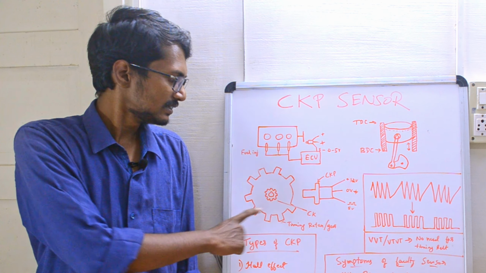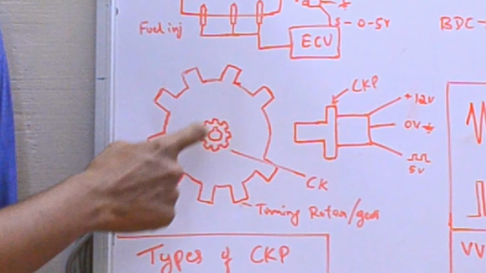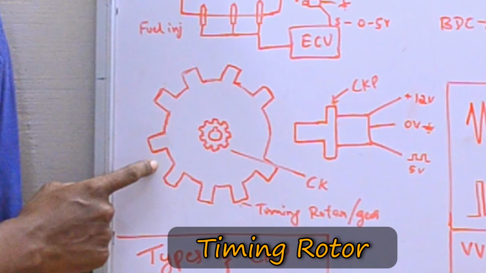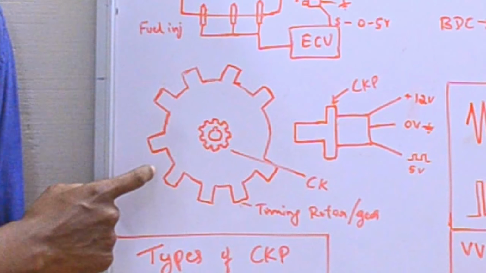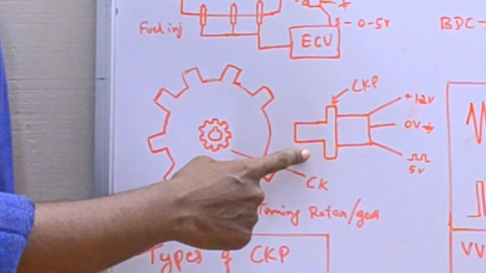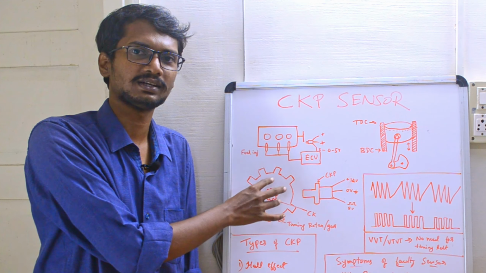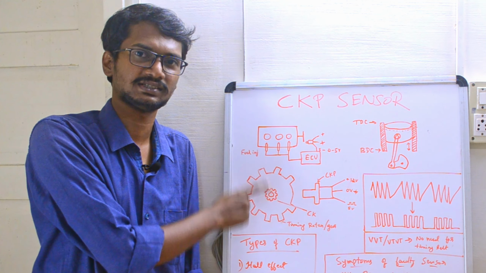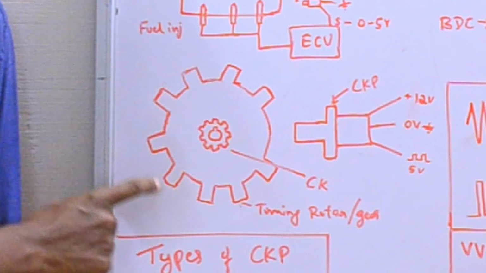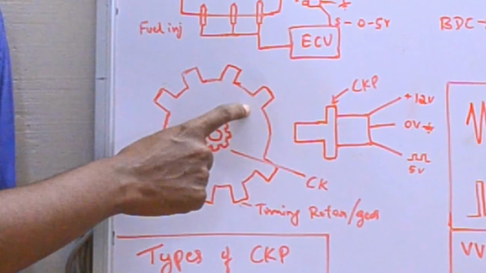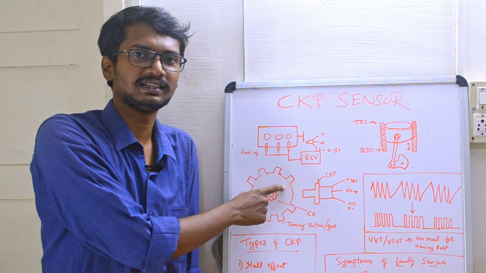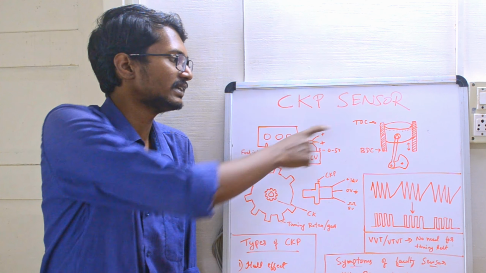Now let's understand this diagram. If you observe here, the inner part is the crankshaft and the outer part is the timing rotor or timing gear. It is often referred to as sensor ring as well. And this is the crankshaft position sensor. This timing rotor will be mounted onto the crankshaft, and if you observe, it has a few gear teeth on it, and in this part there are missing gears. This is intentional in the design to recognize the TDC part.